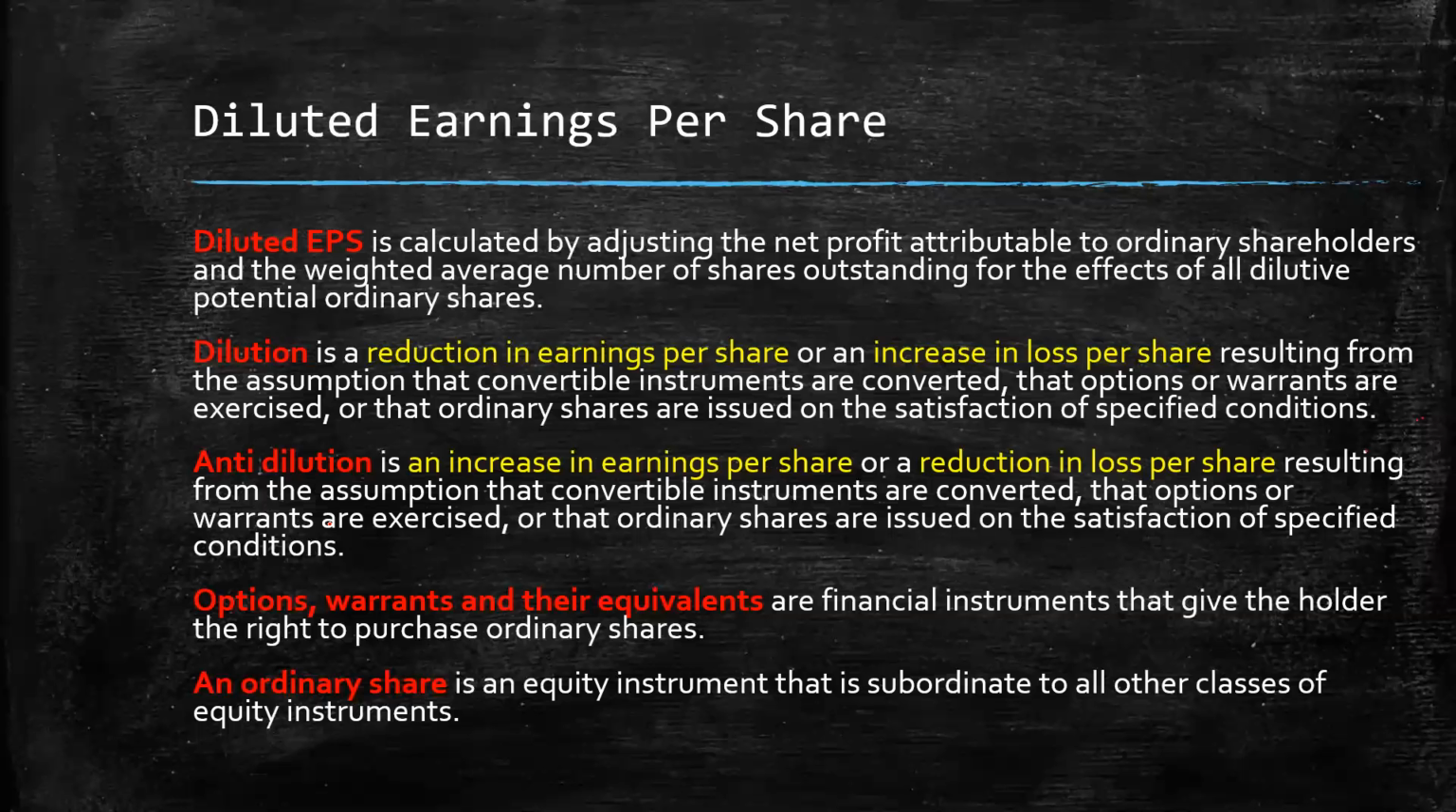Diluted EPS we have discussed, the adjustment we made. Dilution means what? Dilution is a reduction in earnings per share or an increase in loss per share resulting from the assumption that convertible instruments are converted, that options or warrants are exercised, or that ordinary shares are issued on the satisfaction of specified conditions.